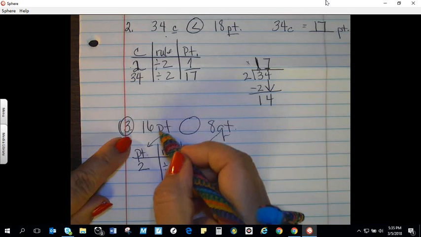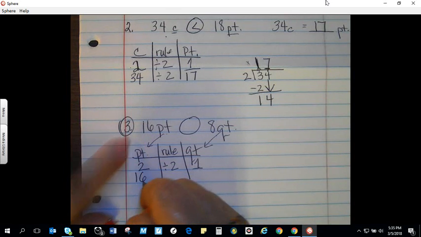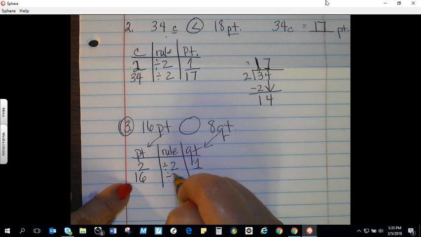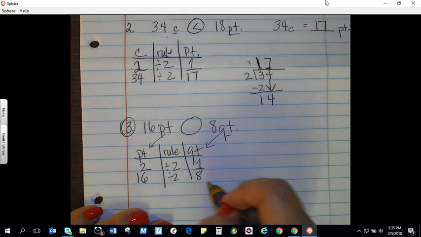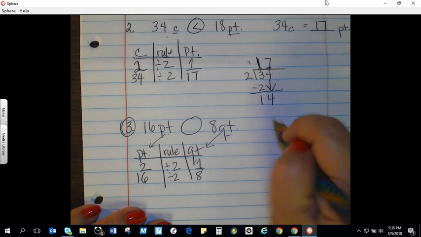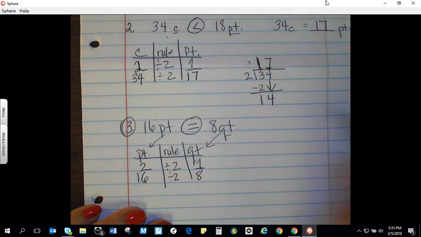Now it's giving it to me. It says that there's going to be 16 pints. My rule is to divide it by 2, and it'll equal 8 quarts. So here you can see that 16 pints is equal to 8 quarts. Okay? Let's go on to the next one.